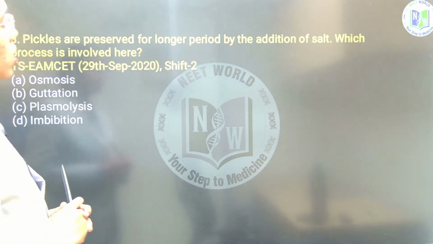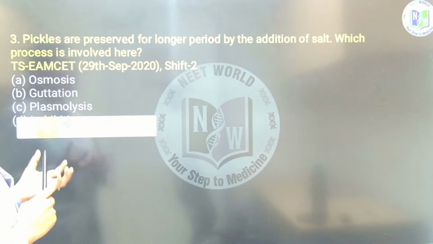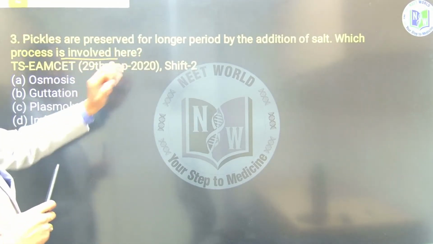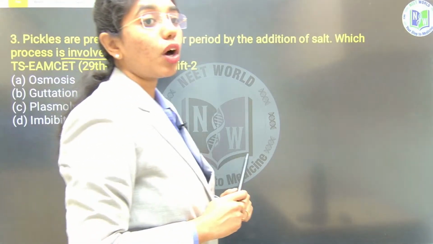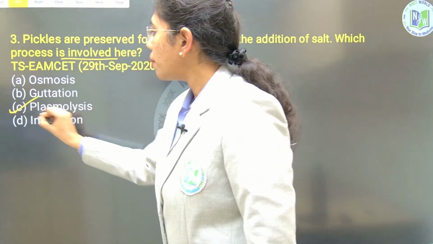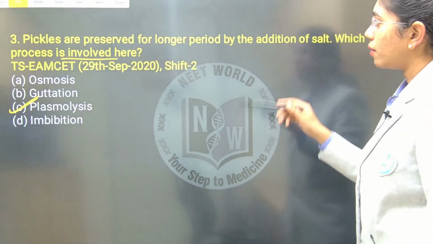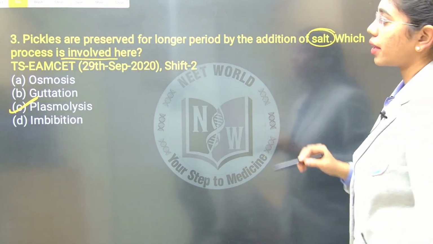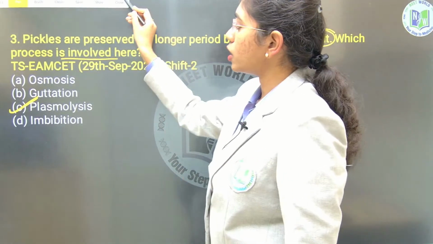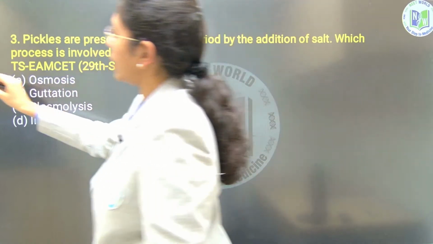Pickles are preserved for a longer period of time by addition of salt. Which process is involved here? The process involved here is plasmolysis, that when they are preserved in highly concentrated solutions, they will be preserved for a longer time. It will not get spoiled. Fine.